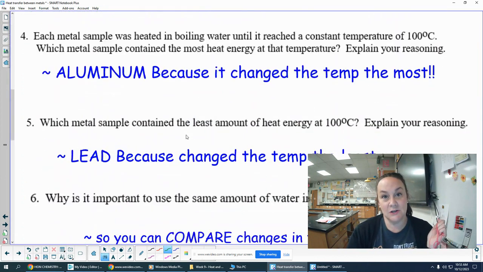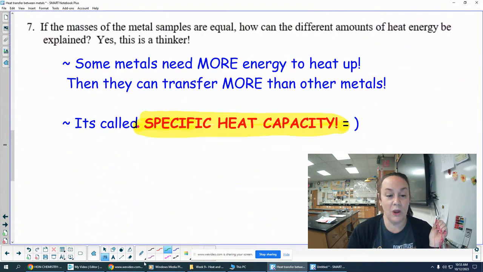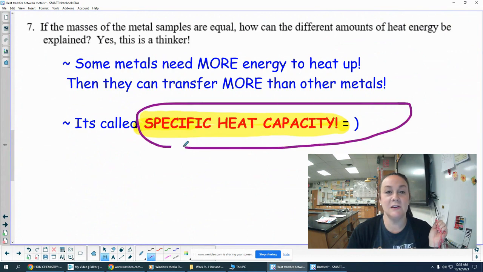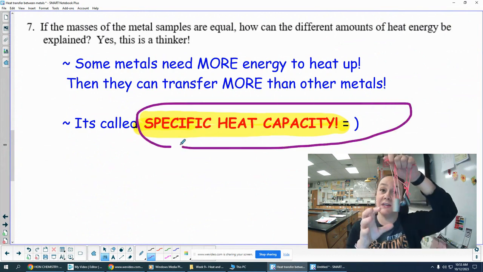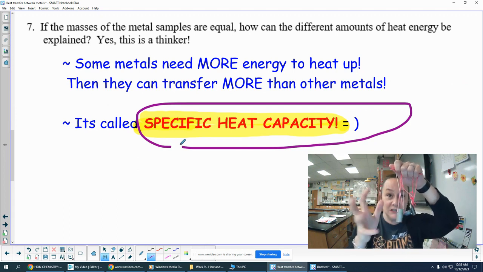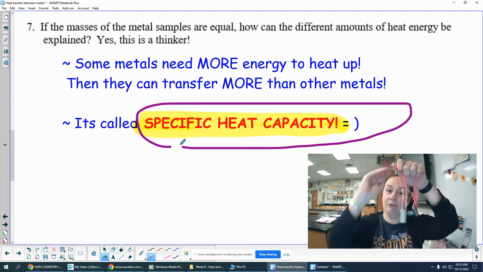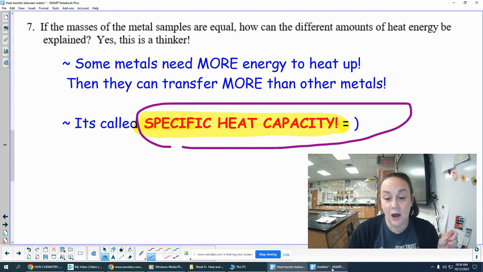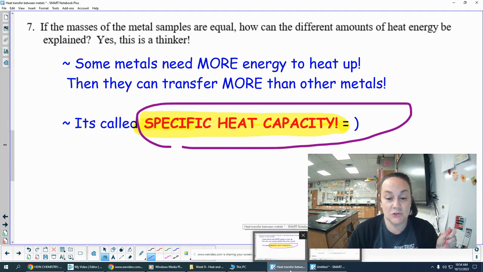And the last thing that we talked about before we went off for the day is we said it's because they have differences in specific heat capacity, and that each of these has a different ability to take in energy to heat itself up.